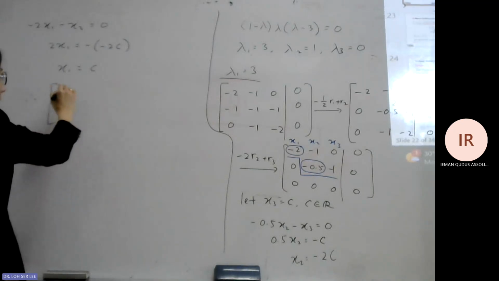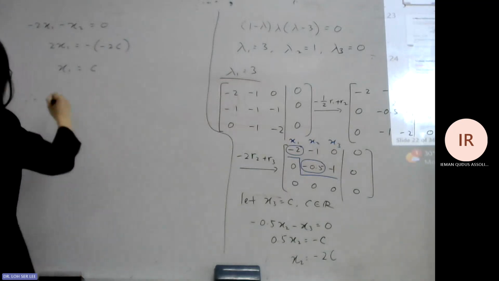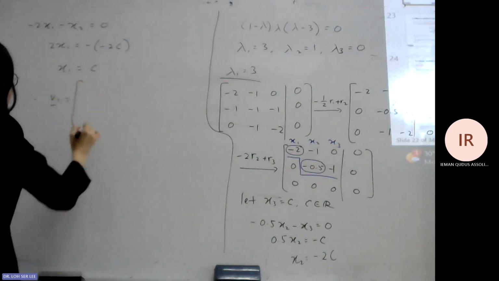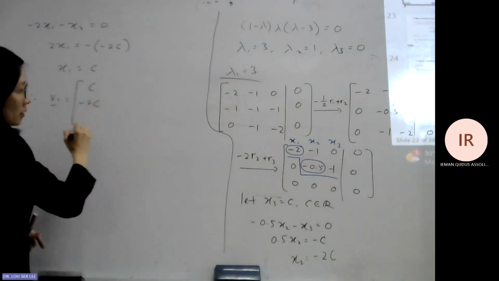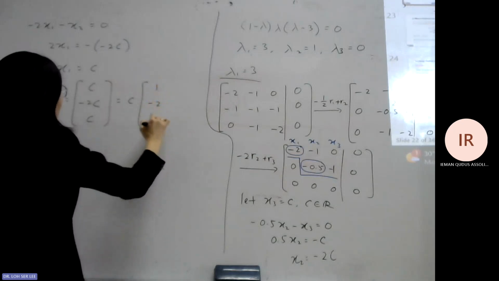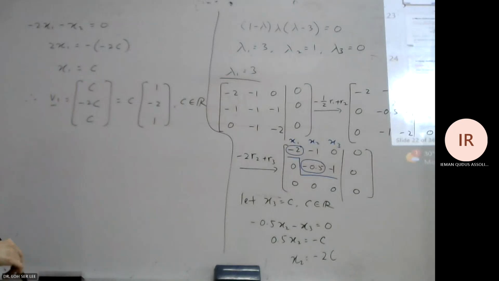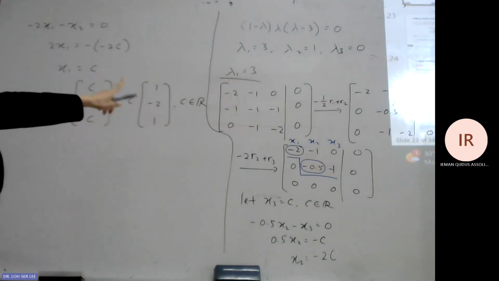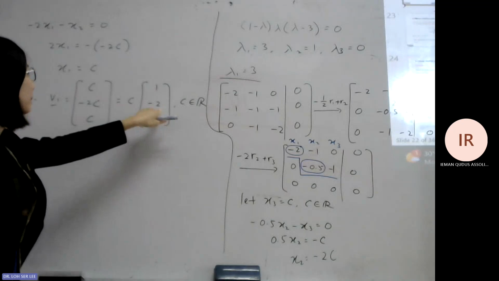So for your answer, x1, x2, x3, we just write v1. Okay, v1 is x1, x2, x3, factorized as c times (1, negative 2, 1), where c is a real number. So do we need to normalize this? We need to normalize this because this magnitude is more than 1. Right?